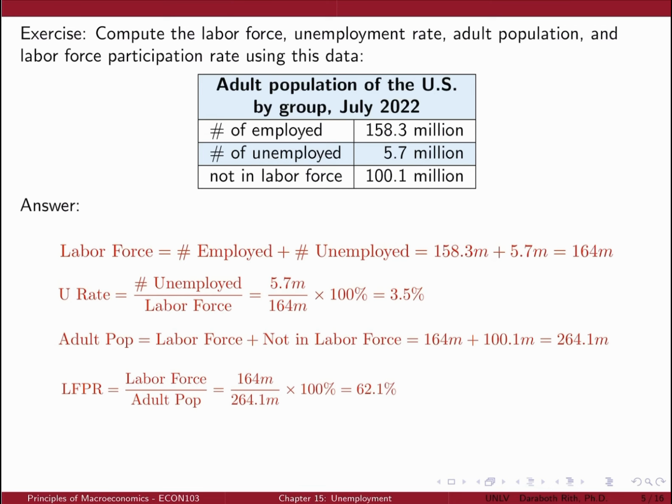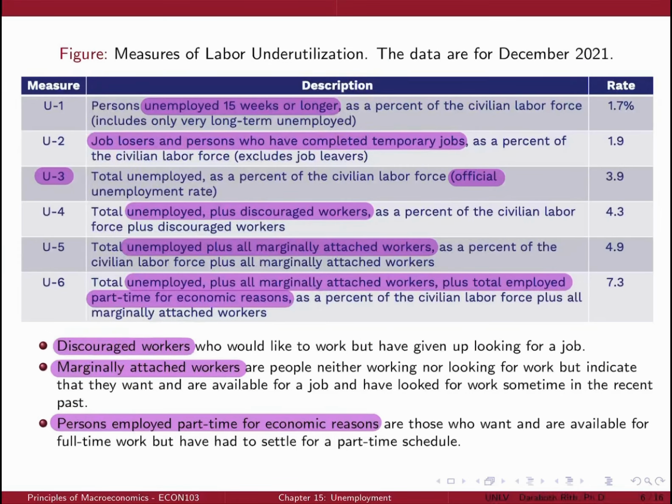Lastly, the labor force participation rate can be found by dividing the labor force by the adult population, then multiplying by 100%. Labor force participation rate equals 164 million divided by 264.1 million times 100% equals 62.1%. Here, the table presents other measures of labor underutilization calculated by the BLS.